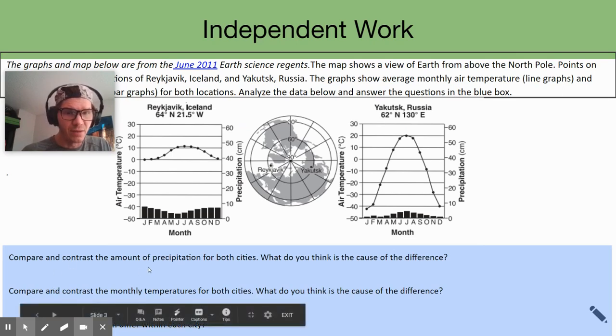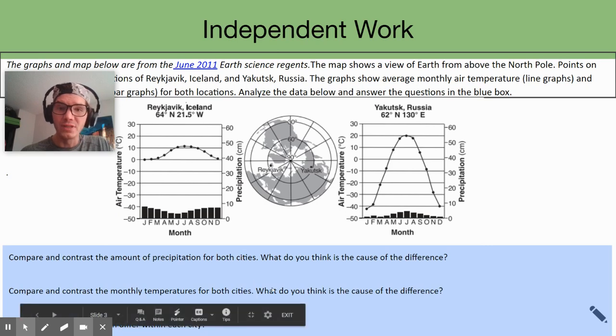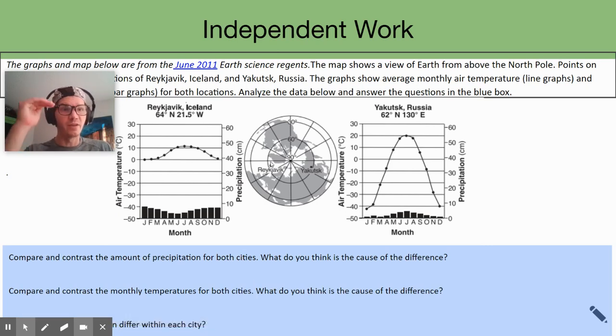Compare and contrast the monthly temperatures for both cities. What do you think is the cause of this? Well, we said this a lot, right? We can talk about the proximity to water or not for those two. One thing that you couldn't say here is the latitude. A lot of times, if we're closer to the equator, it's warmer. If we're further from the equator, it's cooler. But in this case, it actually gave us cities with two relatively equal latitudes. So that wouldn't be one answer.